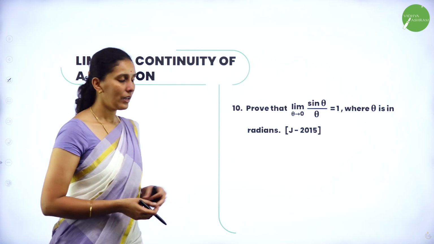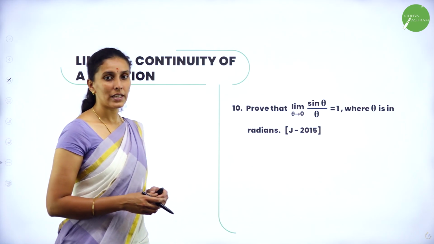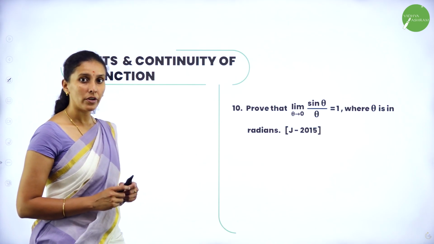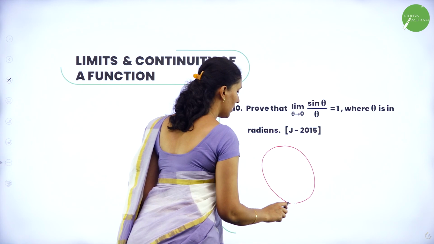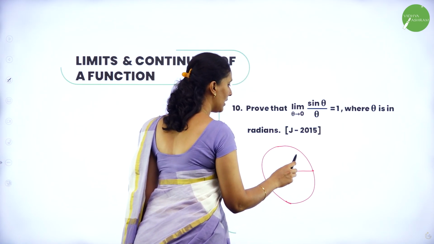Next we have another very important theorem. Prove that limit theta tends to 0 sin theta by theta is equal to 1. So for this we need a geometrical proof. So let us consider a unit circle with center O and let me consider an angle AOB.